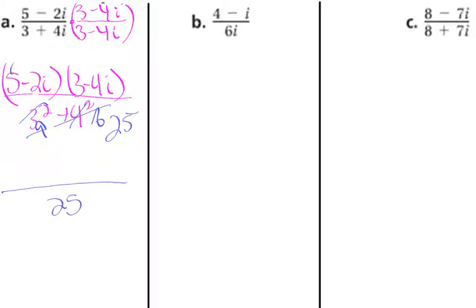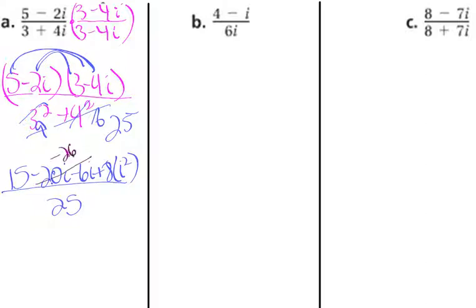Now let's work on the top. To FOIL, we've got 5 times 3, 15. Outside, negative 20i. Inside, negative 6i. And last, positive 8i squared. Okay, now we're going to clean up our like terms. So negative 20i minus 6i is a negative 26i. And then i squared is negative 1. 8 times negative 1 is negative 8. So now we have 15 minus 26i minus 8 over 25.